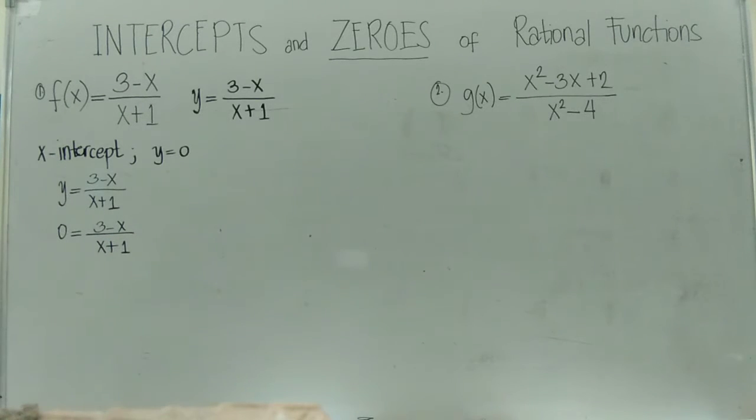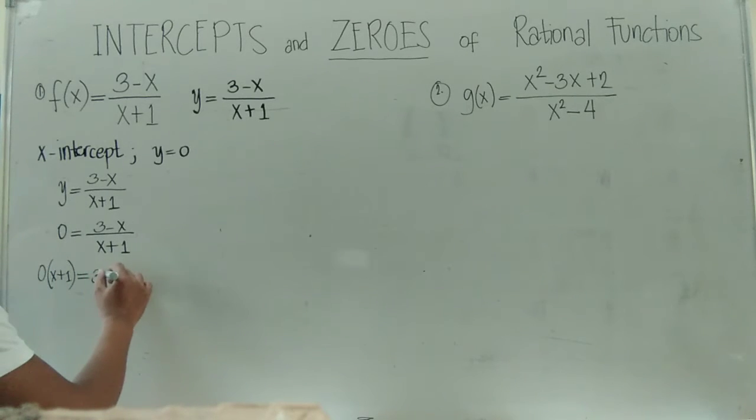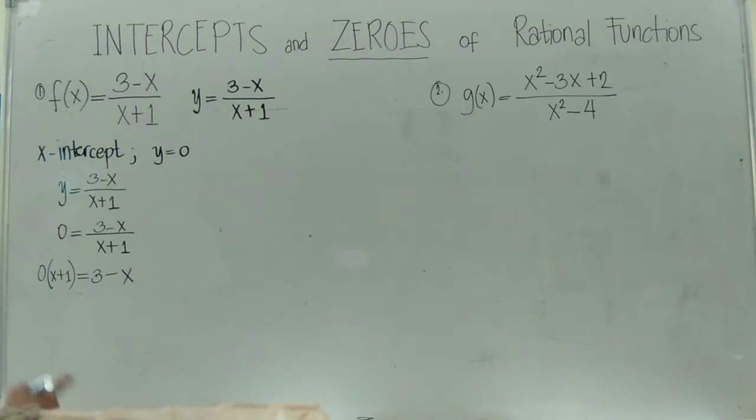Okay, by cross multiplication, we have equals in here. So we have 0 times x plus 1. Cross multiply, then copy 3 minus x. In here, any number or any quantity multiplied to 0 is 0. That is the zero property of multiplication. So any number multiplied to 0 is 0. So we have 0 equals 3 minus x.